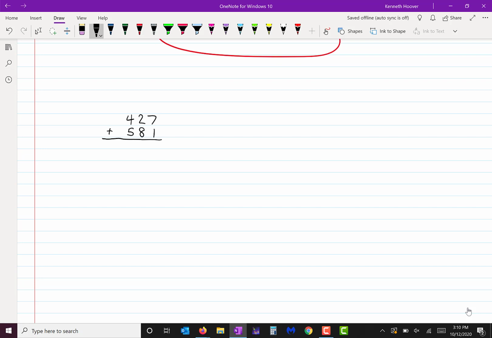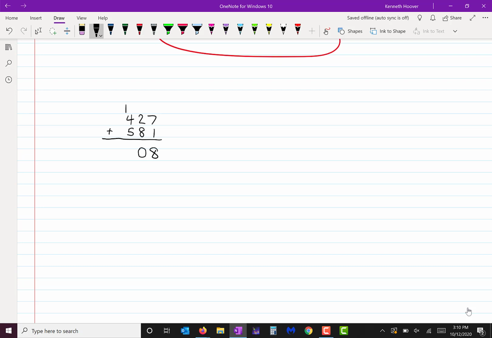Let's add those together. Okay, this is like first grade stuff, right? So we get an 8 here, and in the next spot we get a 10, right? So what do we do? We write a 0 here, and we carry the 1 over to here.